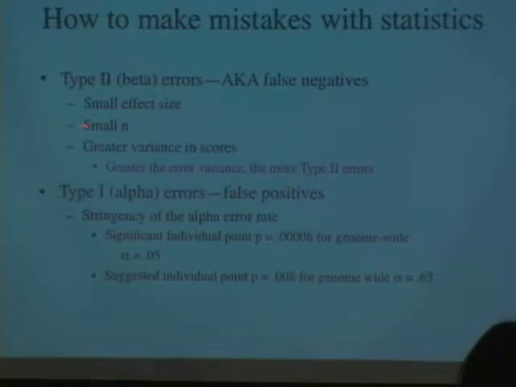Another problem, small n. If our sample of recombinant inbred strains wasn't big enough, we can miss some, all right? And the thing that for us was probably the biggest problem is the variance in scores. The more variance you have in scores, the harder it is to get a significant relationship, and that also means especially error variance. If your error variance is high, then you're going to be making more type 2 errors. So let's just pause for a moment and think about that.